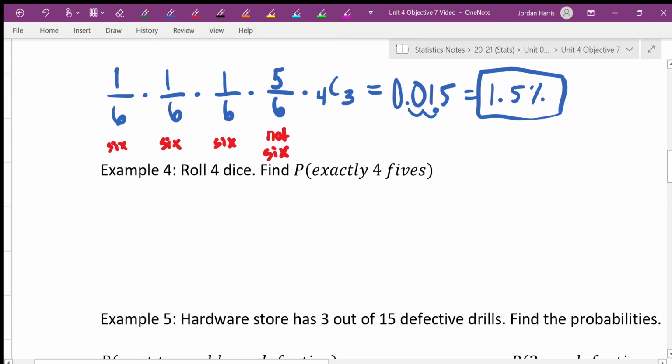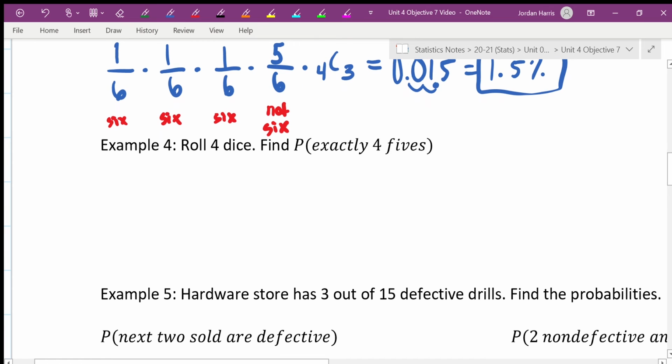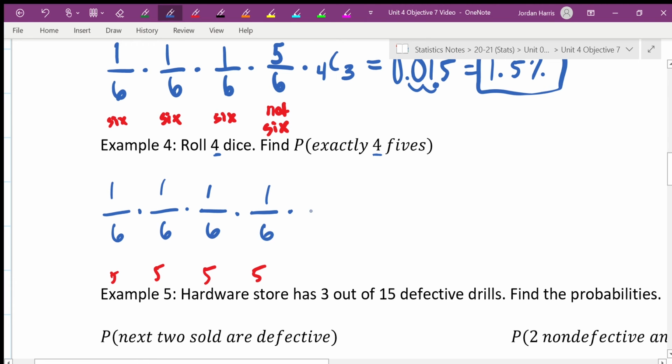Okay? So example 4, roll 4 dice. Find the probability of exactly 4 5s. So 1, 2, 3, 4. So this one's easy. I want 5s every time. I want all 5s. It's a 1/6 chance to get a 5. Right? One of the 6 outcomes is a 5, times 4C4. If you type in 4C4, you'll notice that the answer is 1.